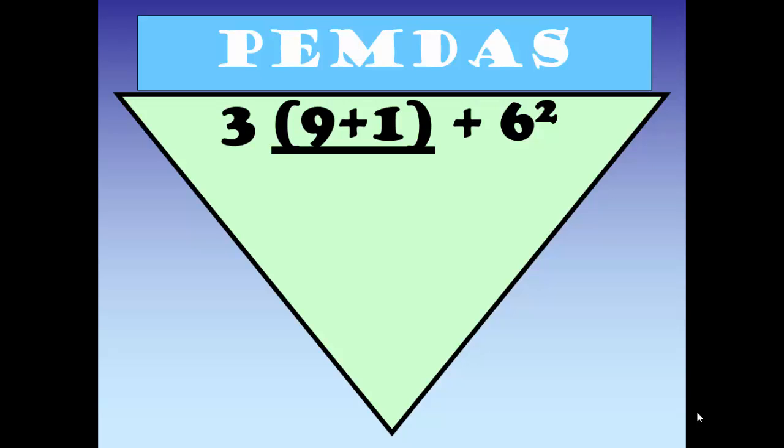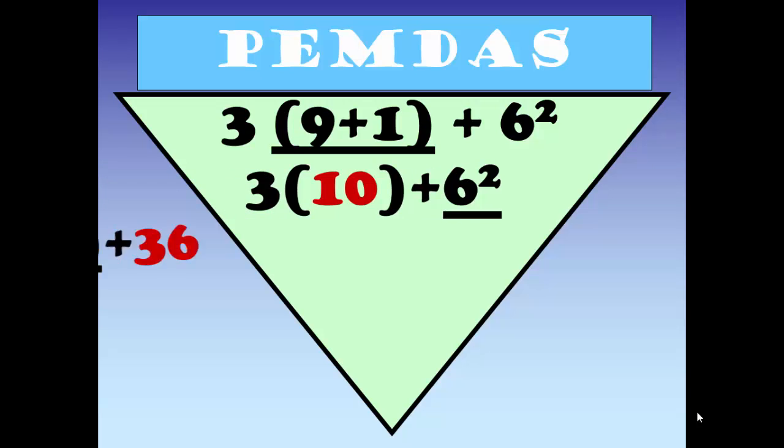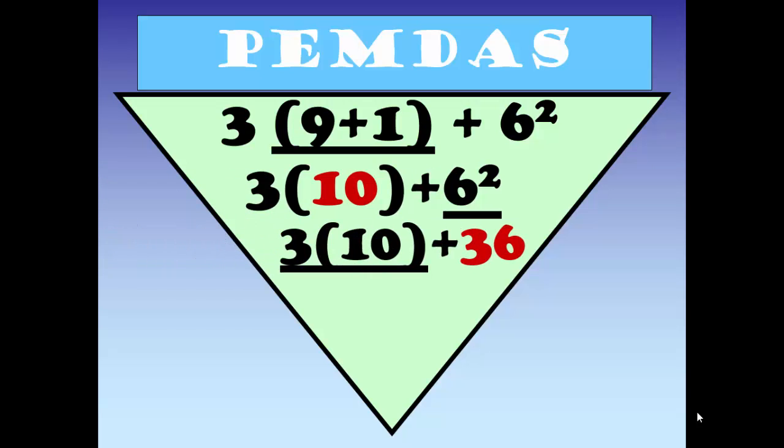Okay guys, hopefully you're back, so we're going to go through this really quick. We now have 3 times 10 plus 6 squared, 3 times 10 plus 36. 3 times 10 is multiplication, so we'll do that first. 30 plus 36 gives us 66 for the answer to this problem. If you did not get the same answer, please take a moment to evaluate what it was that we did step by step.